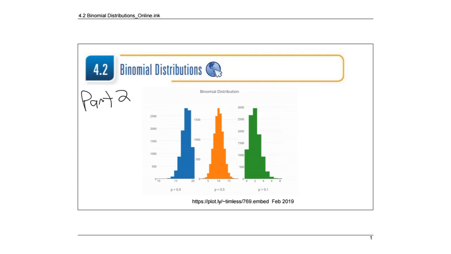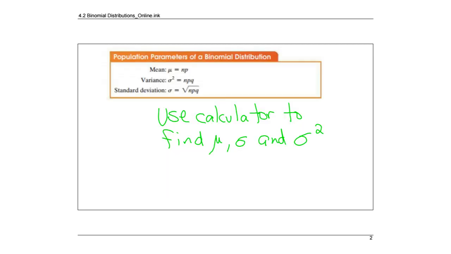Okay, so let's go ahead and finish up 4.2. This is 4.2 part 2. With binomial distributions, for us to find the mean, the variance, and the standard deviation, we're actually going to use our Casio calculator.